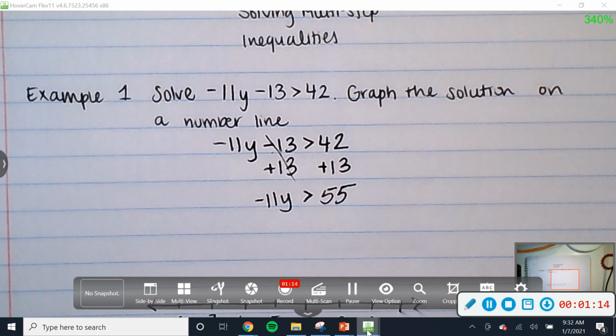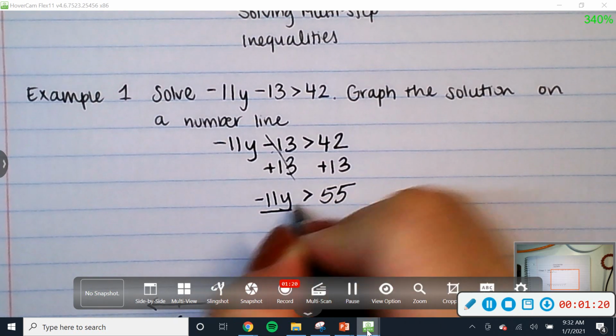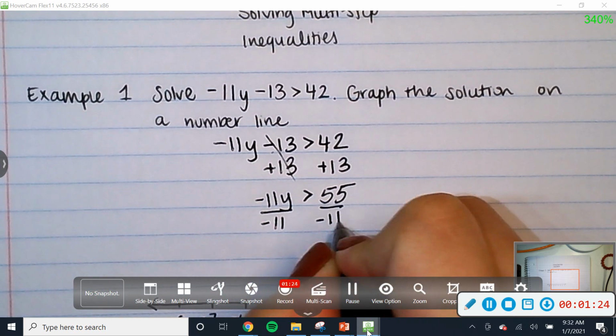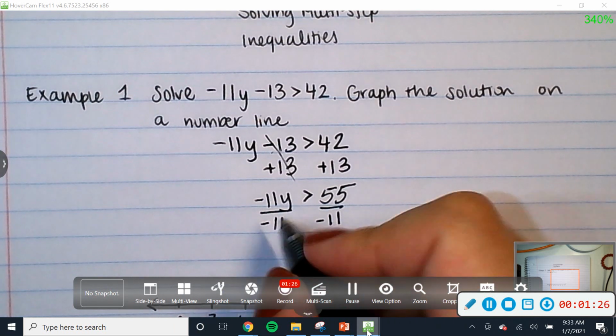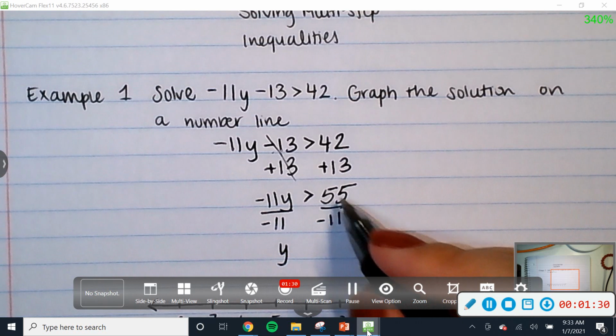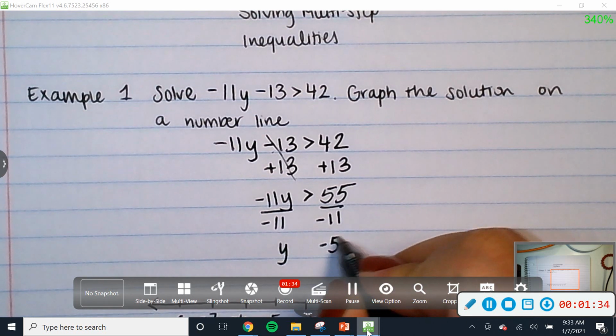The next thing that we're going to do is we need to get rid of this negative 11y. So to get rid of the negative 11, we have to use division on both sides. So I'm going to divide by negative 11. So I have y by itself now. And 55 divided by negative 11 is negative 5.